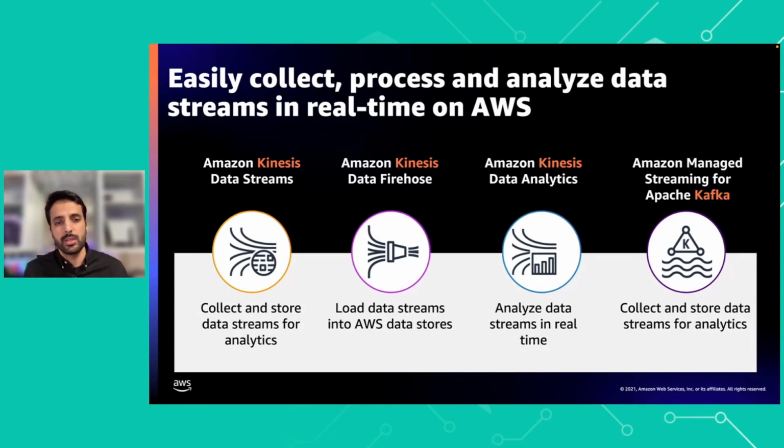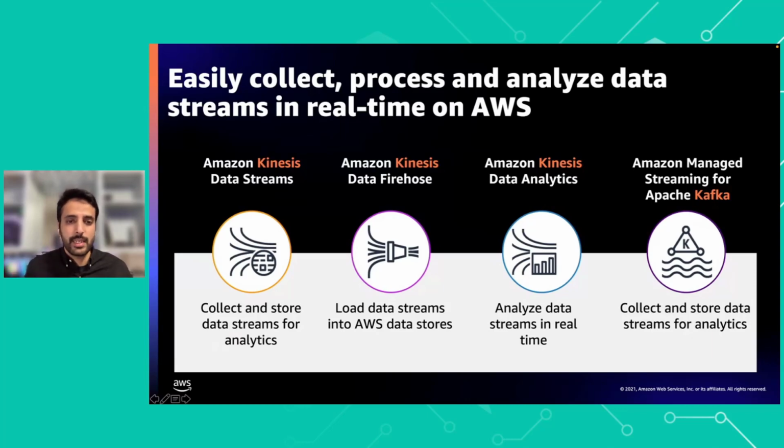And then we have complementary solutions such as Amazon Kinesis Data Firehose, which allows you to load data streams into AWS data stores. This could be a plain and simple S3 bucket, or you could be sending your data to an OpenSearch index, or to a third party solution such as Splunk. Basically, whenever you have to deliver data in a serverless fashion, Amazon Kinesis Data Firehose is your go-to solution.